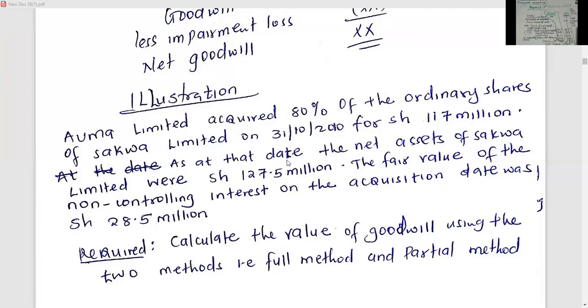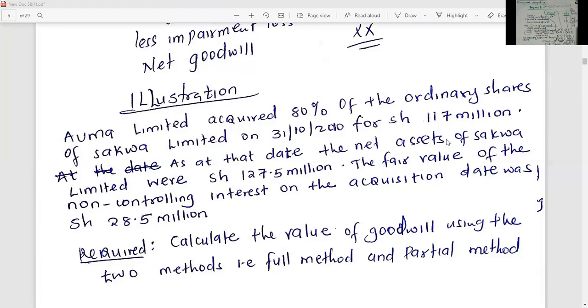As at that day, the net assets of Sakwa were 127.5. Remember that these are just an extract, so you are not given a statement of financial position. When we are given a statement of financial position, we go to equity and check ordinary share capital, share premium, retained earnings, and some reserves. But since this is an extract, we have been given the net assets, the equity components, as a block figure.